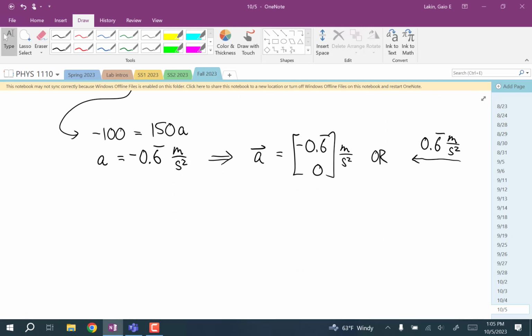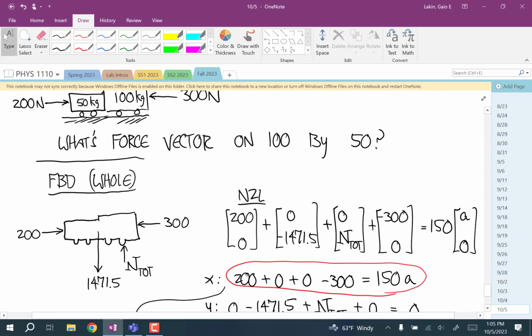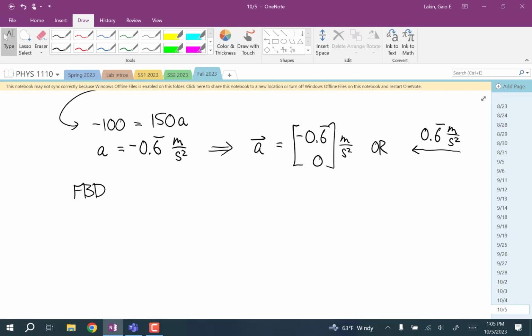Okay, so now we're going to isolate. We're trying to calculate the force on the 100 by the 50. So let's isolate the 100. Okay, so I'll turn this off. Take a couple minutes and see if you can calculate the force on the 100 by the 50.